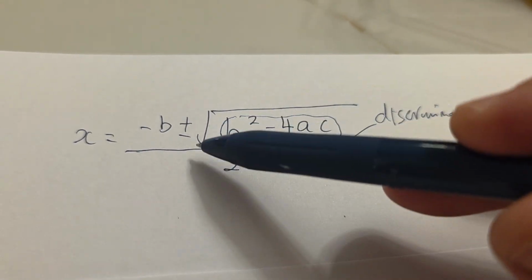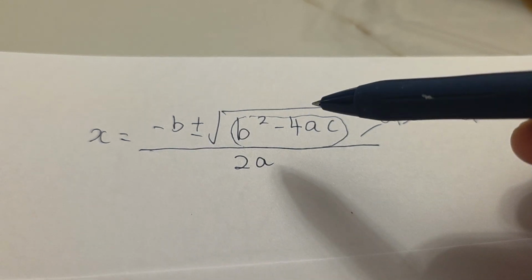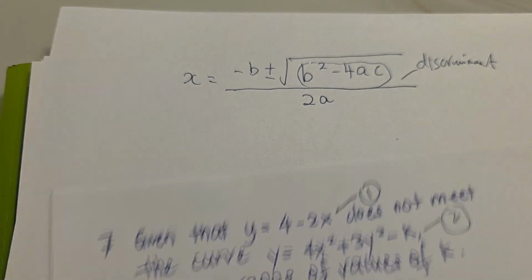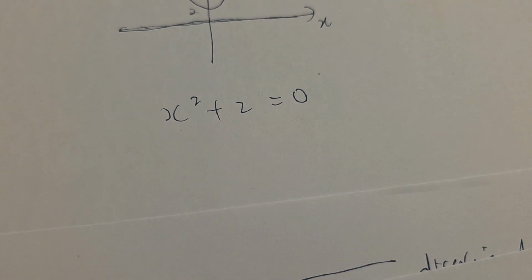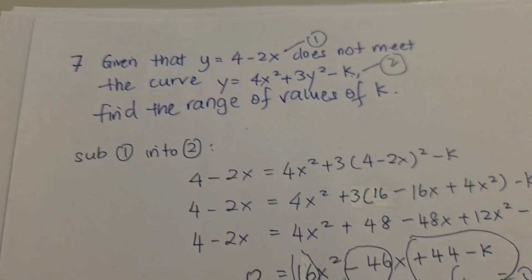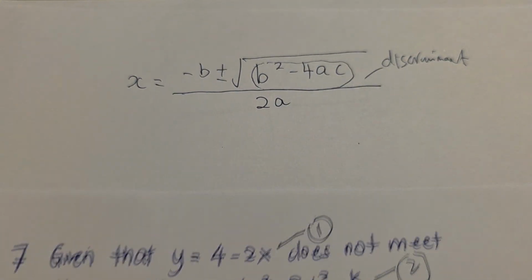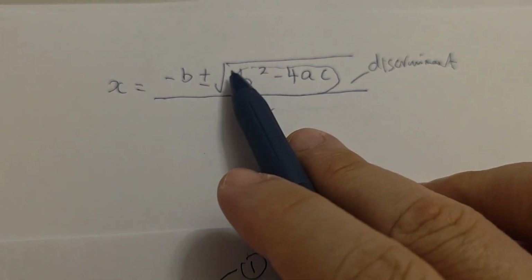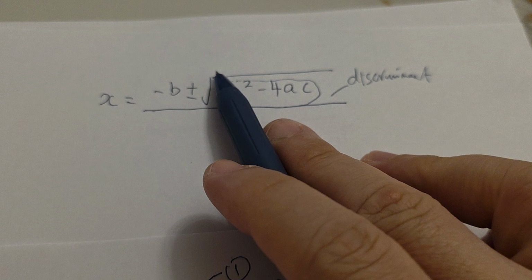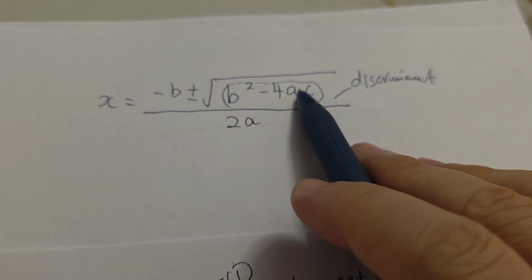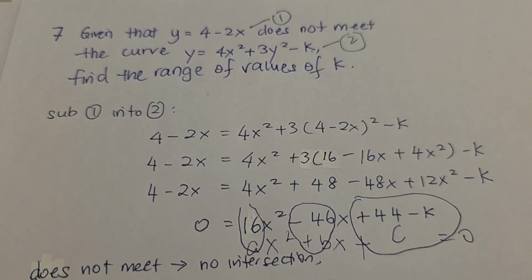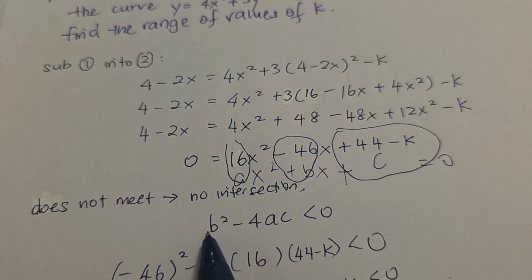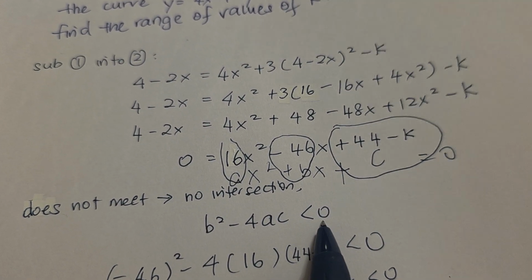Okay, so you can see that if they don't cut, that means there's no solution, just like the example I gave earlier. Then definitely the only way for there to be no solution is that the argument inside this square root, this whole thing, is less than 0. That's why the condition for not meeting is b squared minus 4ac less than 0.